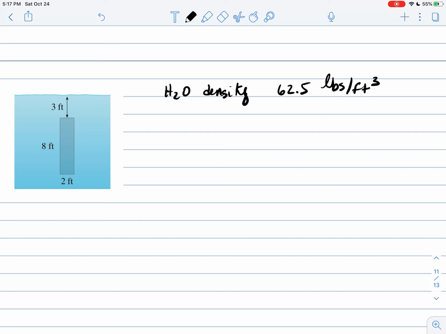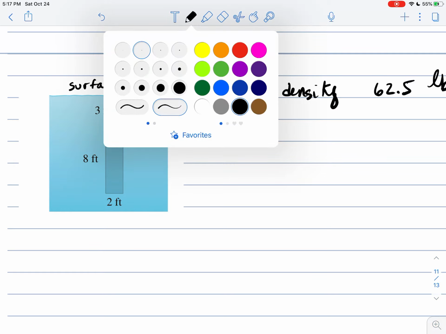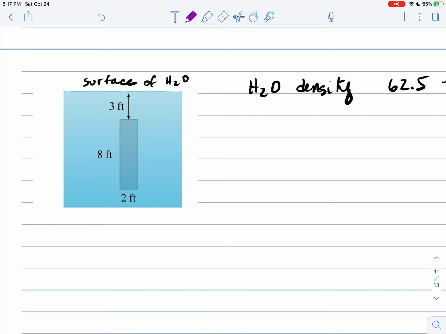Pounds per cubic foot. Okay, that's the density of your water. And we see here in the shaded blue, this is going to be the surface of our liquid, the surface of the water. We're going to be trying to find the force against the side of that rectangle, and it is 3 feet below. Okay, so there's my picture. It's drawn. I know how far below the surface of the water it is.